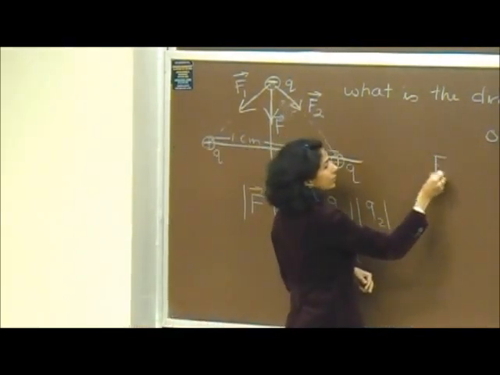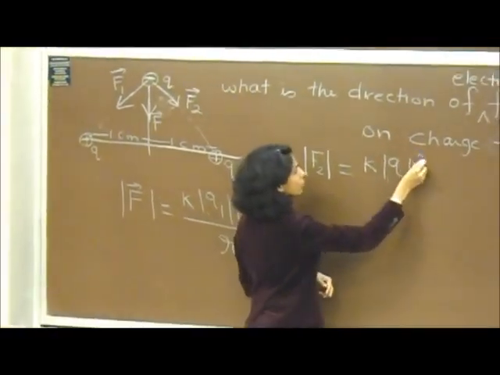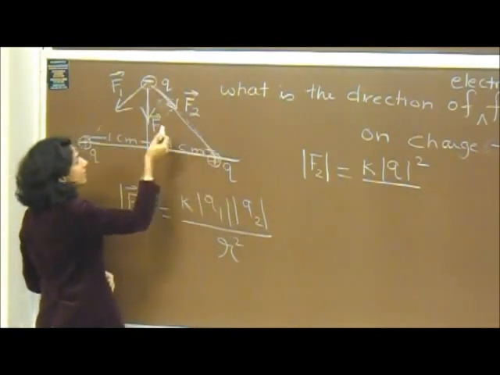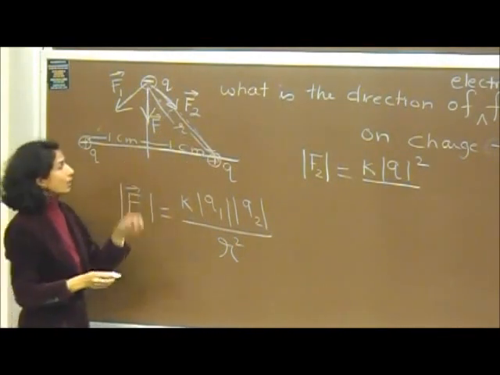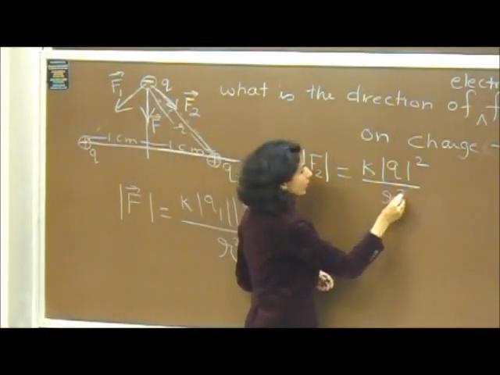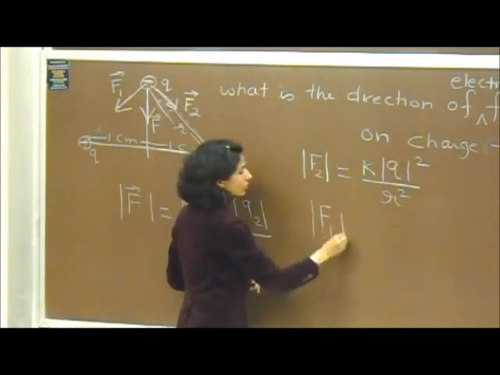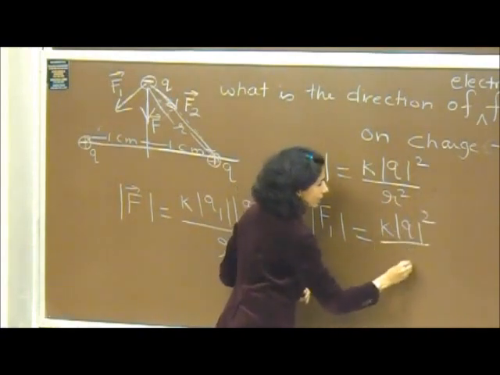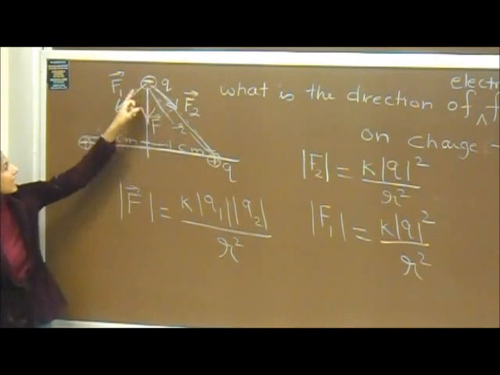a magnitude here, K Q squared divided by whatever is this distance. Let's give this distance a name r. So this is r squared. And similarly, this F1 will have exactly the same magnitude, right? This is also K Q squared over r squared. So you can see that in this case, the forces are exactly equal in magnitude.